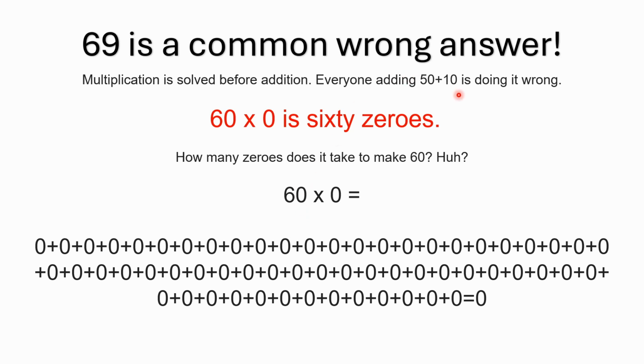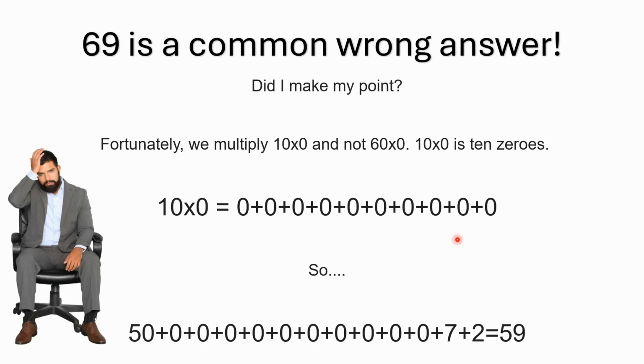If you were going to add 50 plus 10 and then multiply it by 0, well, 60 times 0 is 60 zeros. Well, how many zeros do you think it takes to make 60? 60 times 0 is the same thing as adding up all of these zeros. I painfully typed out 60 zeros here. Now, if I add these all up, do I get 60? No, I get zero. Zero. Okay, so that's completely wrong.